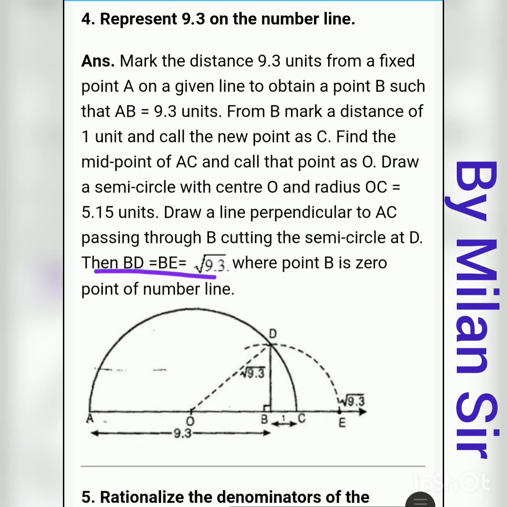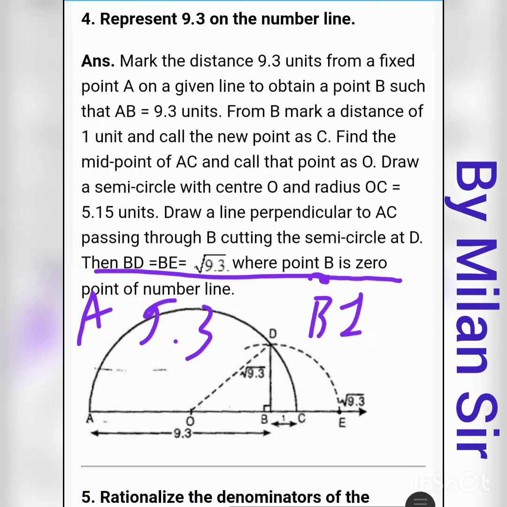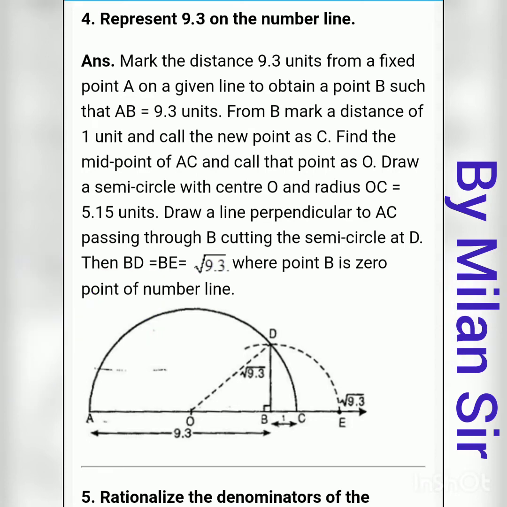Okay, first of all, draw AB of 9.3 centimeters, then from B extend 1 centimeter more, so you will get C. Just give the name C here. So first of all we need to draw one line segment of 9.3 centimeters, then 1 centimeter. Now from A to C, just find out the midpoint.